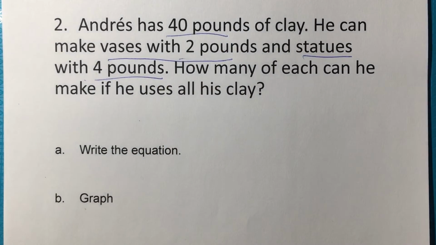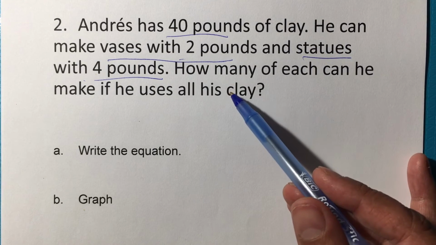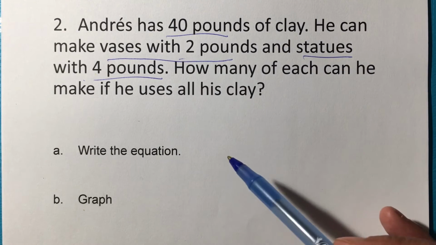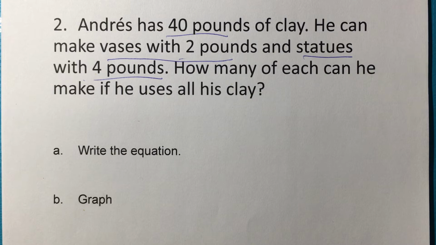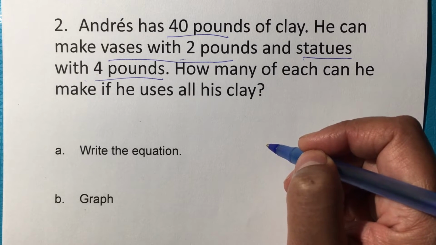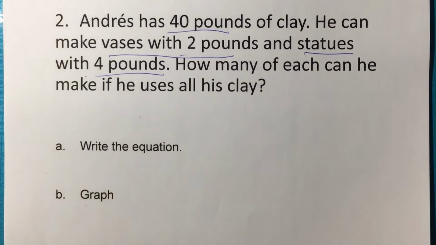Okay, but for a total of 40. How many of each can he make if he uses all his clay? That's why this is an equation and not an inequality, because he's using all of his clay, and in the previous one he spent exactly 500. So when it's exactly that, you have an equal sign, and that's why these are equations and not inequalities. Okay, write the equation.